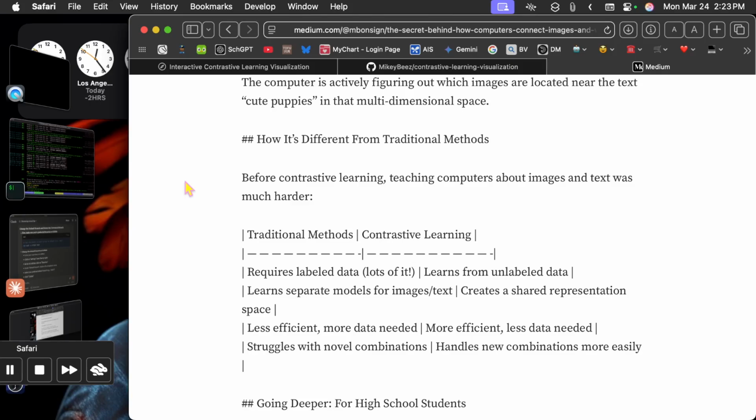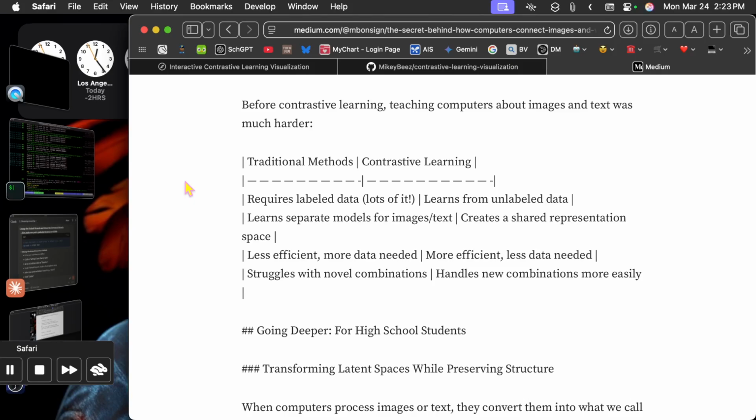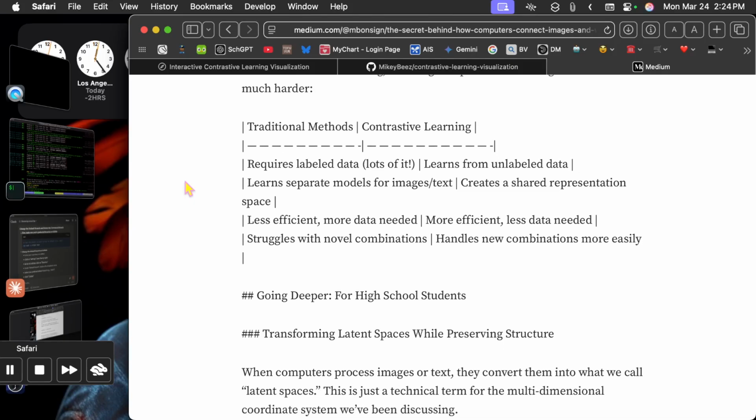How it's different from traditional methods. Before contrastive learning, teaching computers about images and text was much harder. Traditional methods require labeled data, lots of it, and learn separate models for images and text. Contrastive learning learns from unlabeled data and creates a shared representation space.